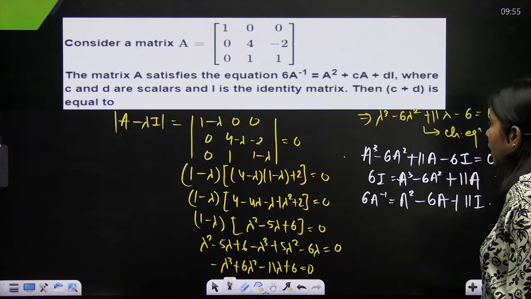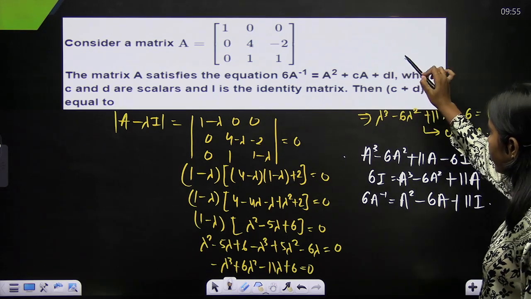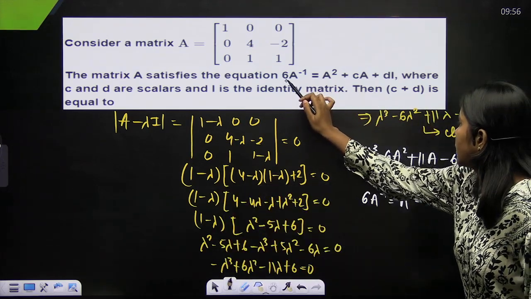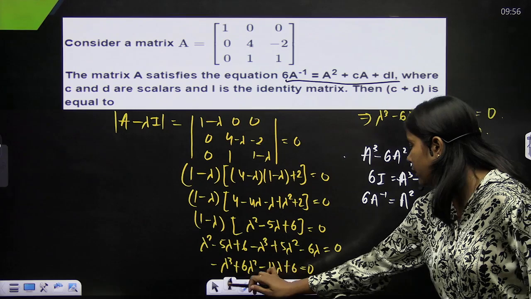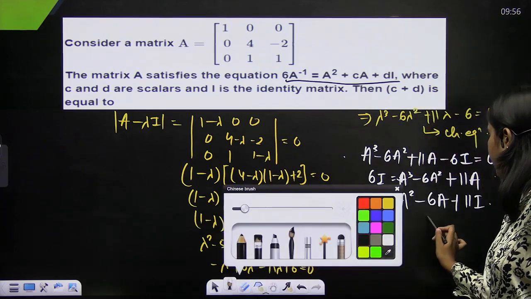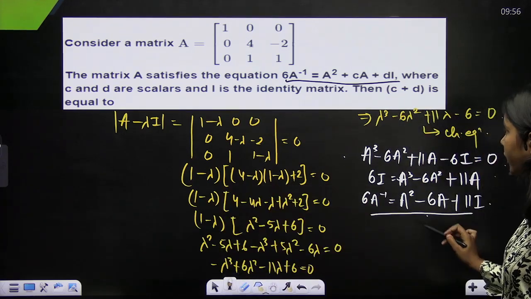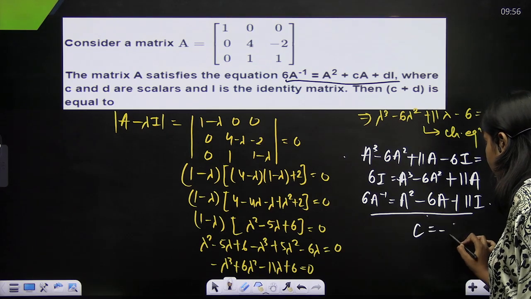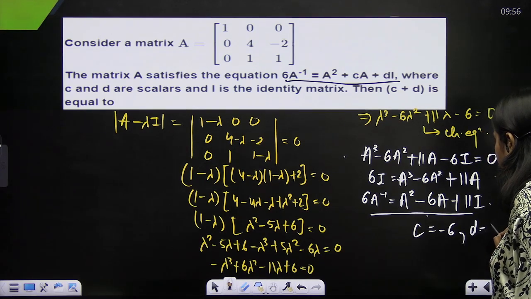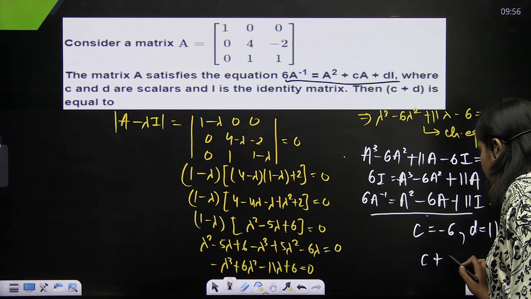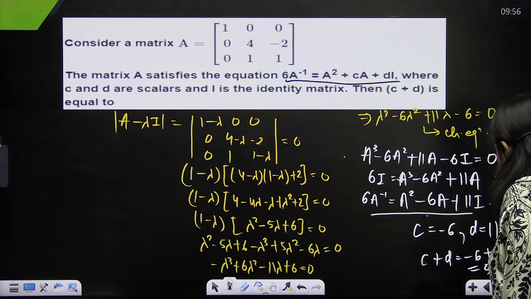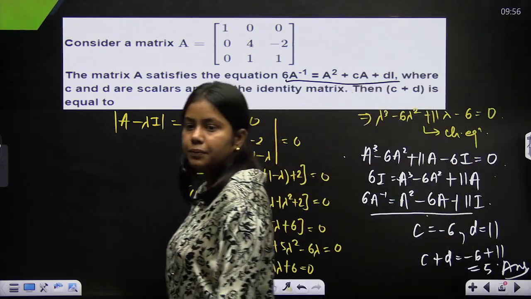I get this. Now if you compare this equation, 6A inverse equals A square plus CA plus DI, with this one, what would you get? The coefficient of A is C here, and here A's coefficient is minus 6. So C is minus 6 and D is 11. They are asking for the sum. C plus D equals minus 6 plus 11, that would be 5. So the answer is 5.